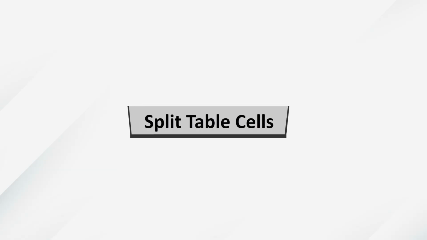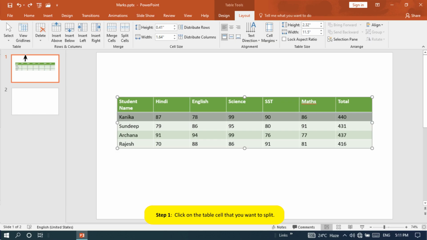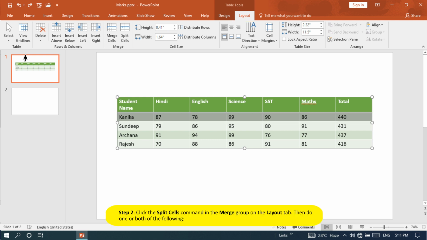Split table cells. Step 1. Click on the table cell that you want to split. Step 2. Click the Split Cells command in the Merge group on the Layout tab. Then do one or both of the following. A.